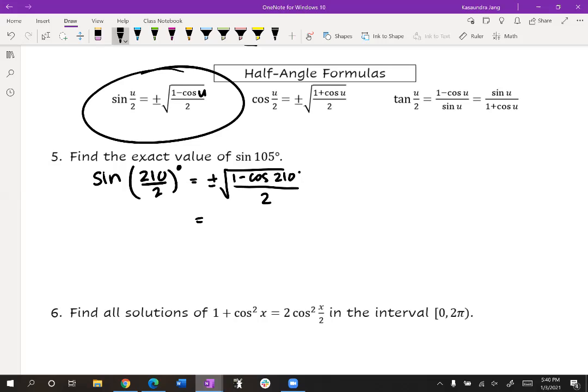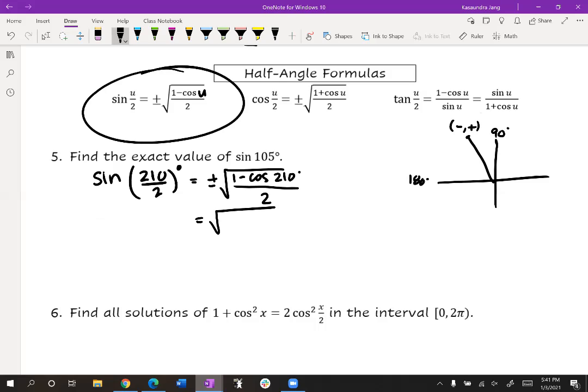Let's see, we were doing 105 degrees, which on my unit circle is more than 90 degrees, but less than 180 degrees. So it's in the second quadrant. And my sine always has to do with the y values. So I should have a negative x, but a positive y value, meaning that my sine is positive in this quadrant. So as far as my plus or minus goes, I know it's going to be positive on this square root.